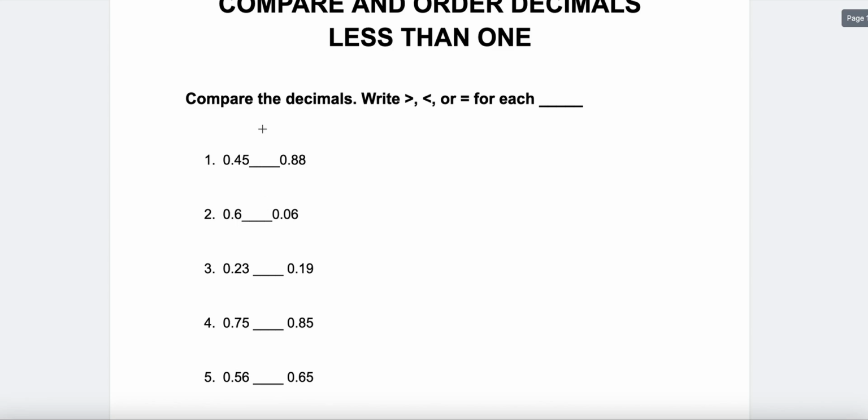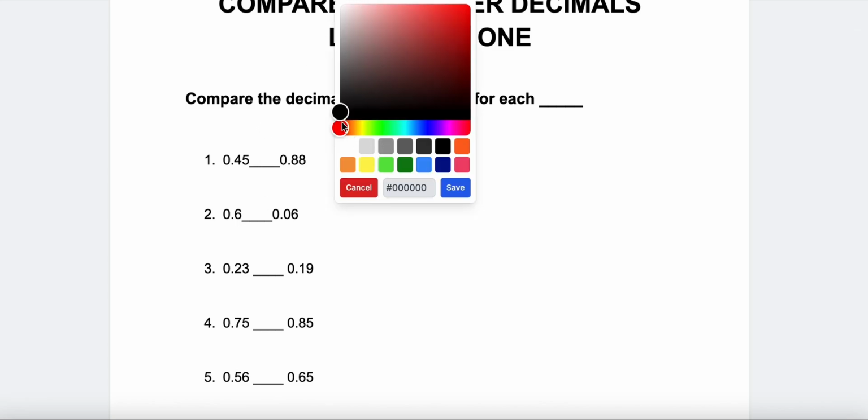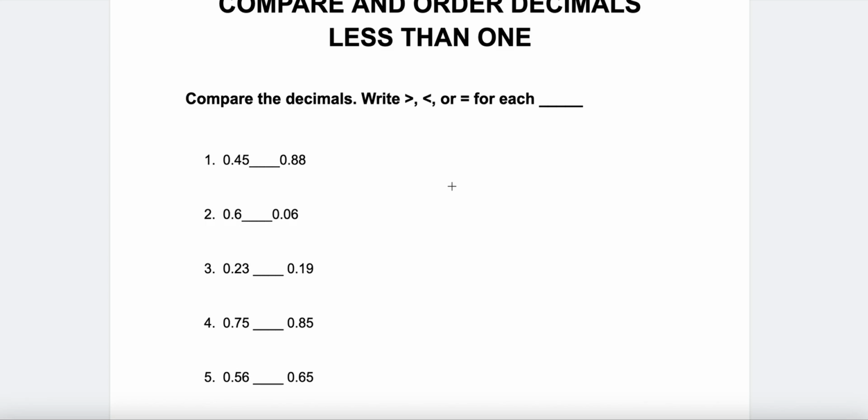0.45 and 0.88, you can see which number is greater. You have to look at the same place. So we should look at the 10th place, which is 4 and 8. And what's greater? 8. So it's gonna be 0.45 is less than 0.88.